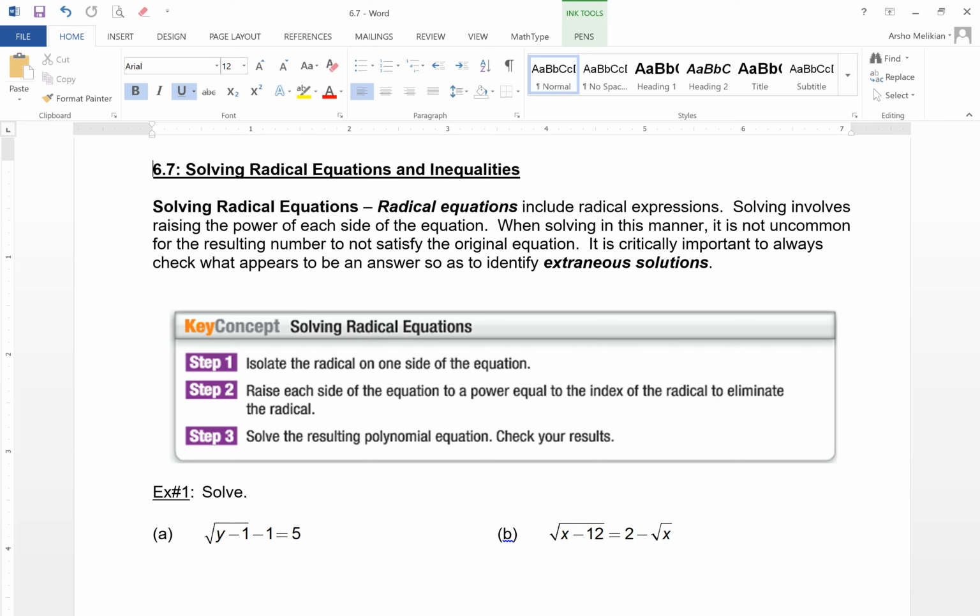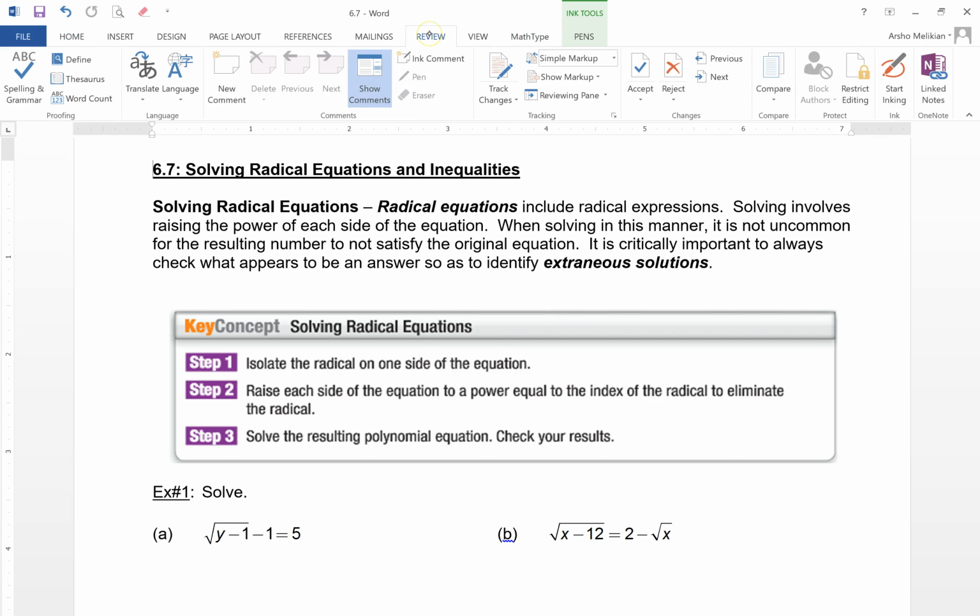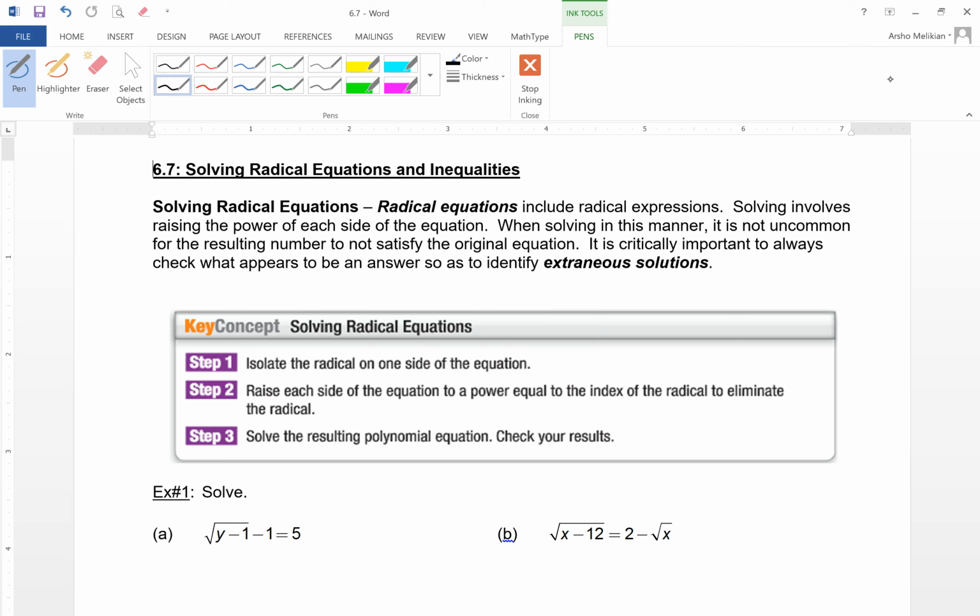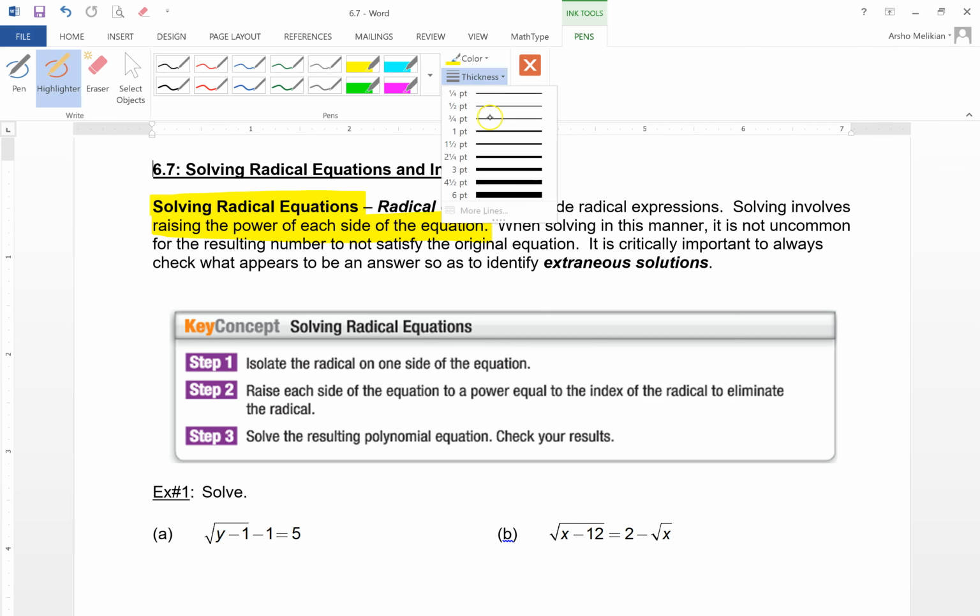We're going to be solving radical equations in this lesson, and also radical inequalities. So first things first, how would you even solve a radical equation? Well, radical equations include radical expressions. In order to solve them, you have to raise the power of each side of the equation. The way you know how to raise the power is, if you have a cube root, then you have to raise both sides to the power of 3, and so on and so forth.